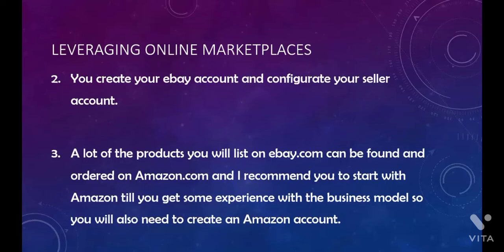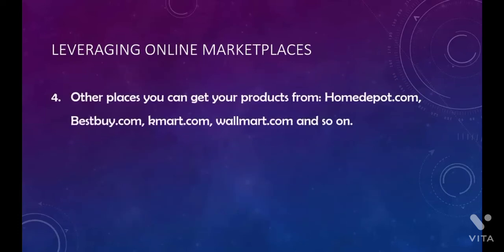That would be the third step. Now the fourth step, or the first point, is to find other places where you can get your products from, okay? For example, if you are living in the United States, it would be very good if you would look for other online stores like homedepot.com, bestbuy.com, kmart.com, walmart.com, and so on. Why? Because you can find your products at better prices than on Amazon.